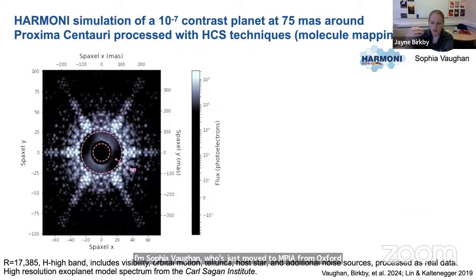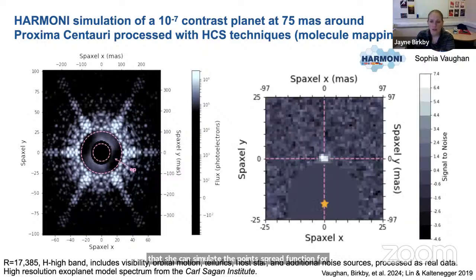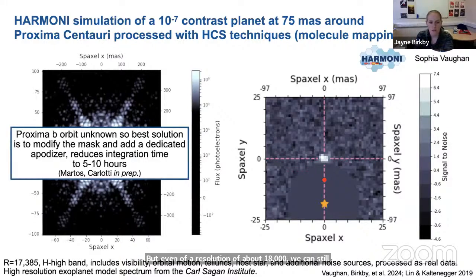Sophia Vaughan, who's just moved to MPIA from Oxford, has done some simulations using HARMONY, which, if you remember, had a much lower resolution, down at about 18,000. She can simulate the point spread function for HARMONY, which projects again onto an IFU, reconstruct that and actually recover a rocky planet. This is an approximation of Proxima b, but it's been put much further out. Proxima b is actually down here underneath the focal plane mask. But even at a resolution of about 18,000, we can still actually do this work. We have enough information to pull out the planet spectrum.